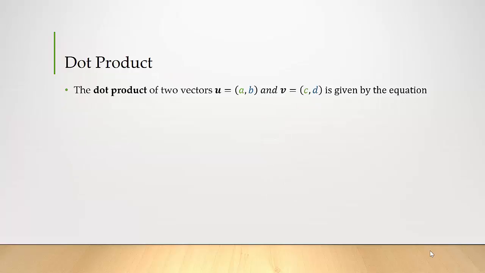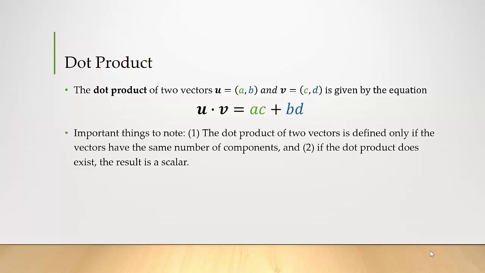So the dot product of two vectors, u and v, can be given by the equation u dot v equals the product of a times c, so the product of their x components, plus b times d, or the product of their y components. Now it's important to note that the dot product will only work for two vectors that have the same number of components. So in R2 or R3 or any n-dimensional vector, but they have to be the same number of dimensions. And you'll notice that the dot product results in a scalar. It results in a quantity. A times c plus b times d is going to give you a number, not a vector.